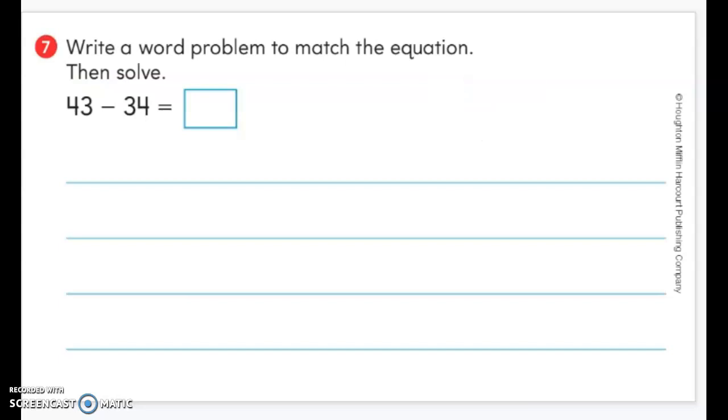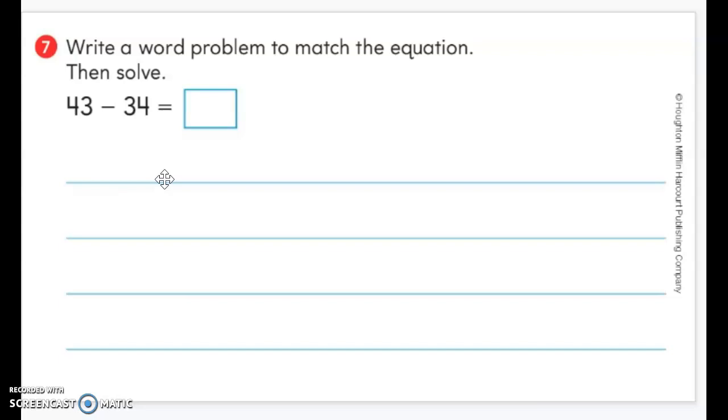Number 7, you are going to write a word problem to match the equation and then solve it. So I know the 43 is the total and then something goes away. Okay, I'm not adding anything, I'm subtracting something. So my story problem has to match that.